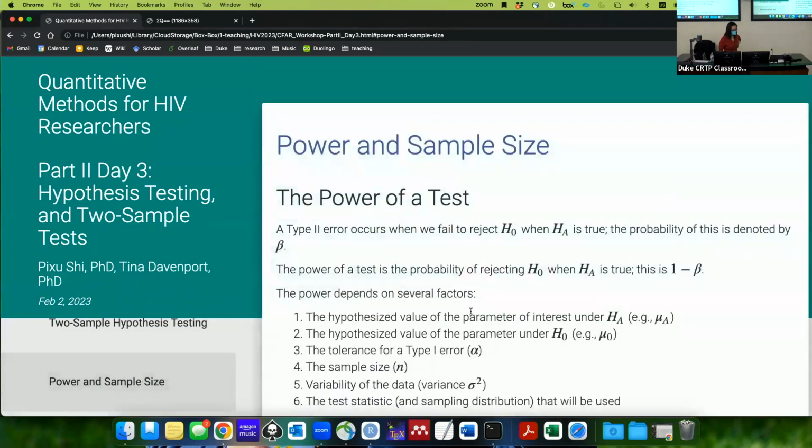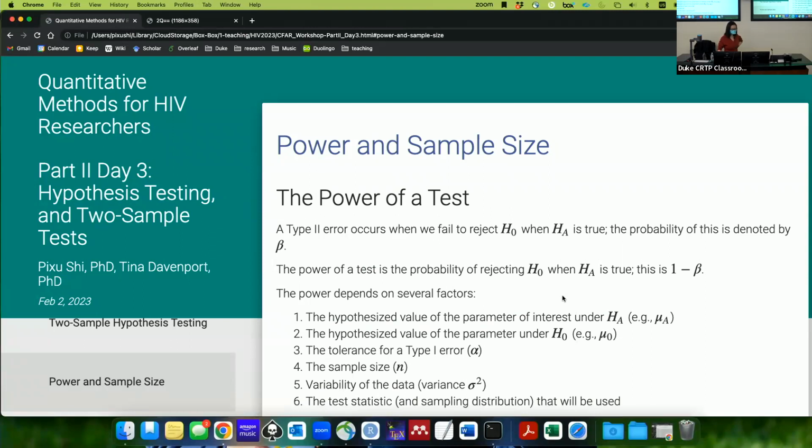So now we're going to talk about power and sample size. This will come in handy when you write your proposals, because as statisticians, we often come to the question of, is my sample size large enough? How much sample size do I need to get a power of 0.8?